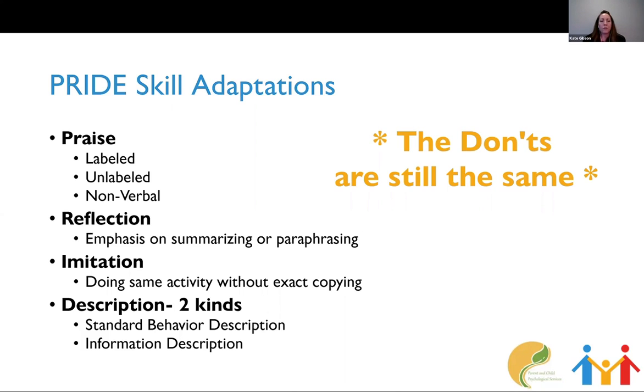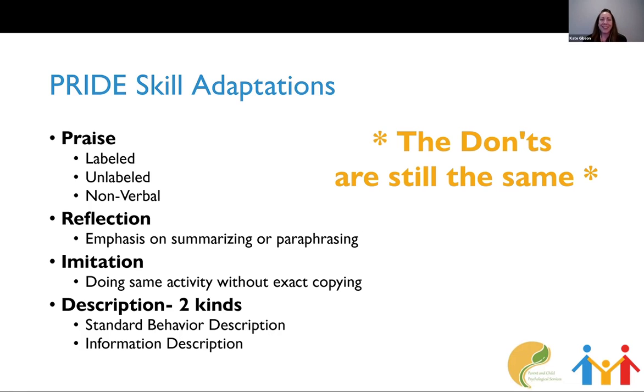When they're imitating, there's a lot of crafts that we're doing with these kids. So it might mean you're both working on filling in paint in a color form, but the parent is doing a rainbow color form and the child is doing a flower color form, and you're not trying to do the exact same thing, but you're trying to both be engaged in the same activity. When it comes to descriptions, there are two kinds of descriptions in this adaptation for older kids. So there's our standard behavior description that we still want parents doing, and there's an information description that we're adding in and coding for as well.